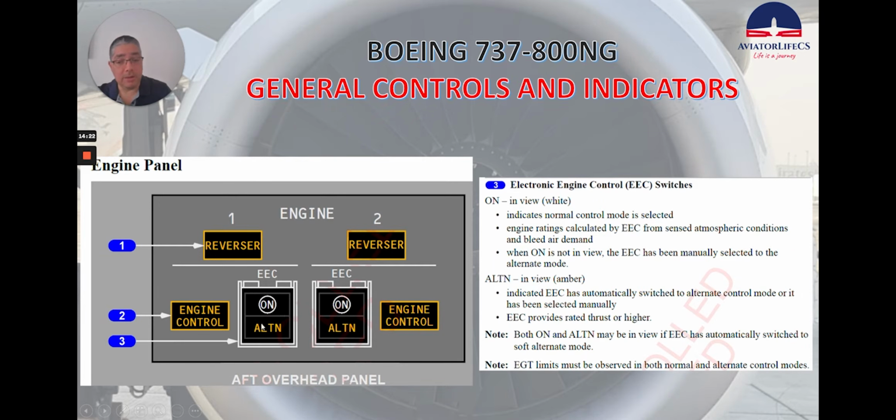Now, if we go to the alternate mode, it is amber. It indicates the EEC has automatically switched to alternate control mode or it has been selected manually. The EEC provides rated thrust or higher. Okay, we have a couple of notes here. They say both ON and ALTERNATE may be in view if the EEC has automatically switched to soft alternate mode. The other note says EGT limits must be observed in both normal and alternate control modes.